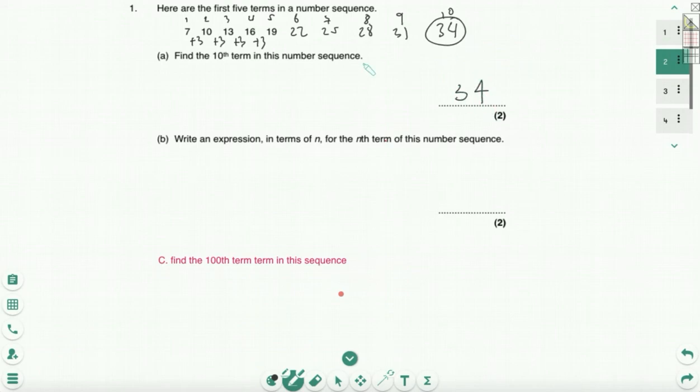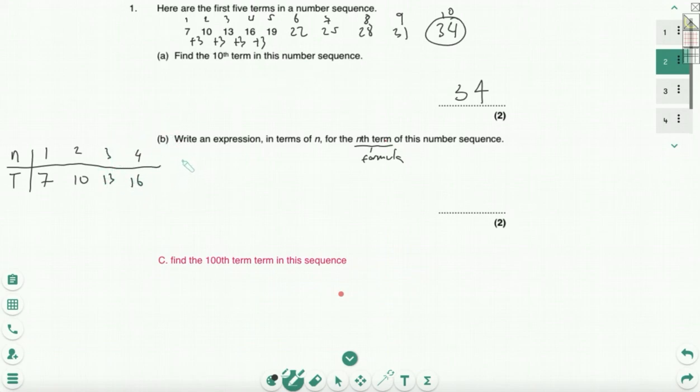Next one. Write an expression in terms of n for the nth term of this number sequence. So the nth term means the formula. Let's use our 2 different methods to find the nth term. The first method will be the table method. So I'm going to draw a table, n and t, and we're going to fill it out. The first term is 7. The second term is 10. The third term is 13. The fourth term is 16. You don't have to do all the terms. I'm just doing the first 4 numbers in the sequence.